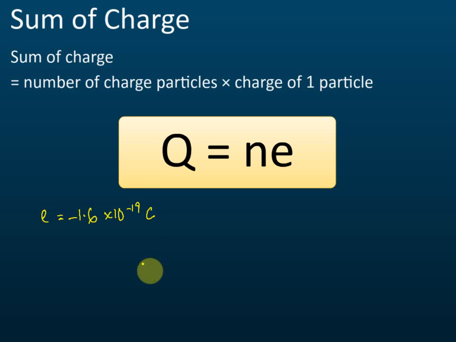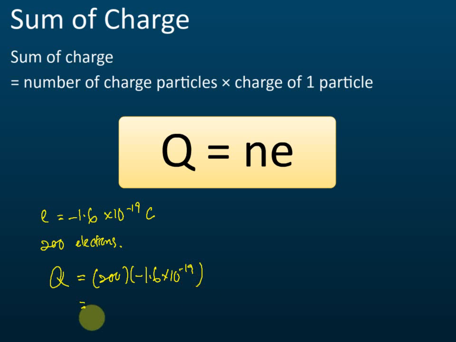If we have 200 electrons, then the charge Q, where Q is the symbol for charge, equals the number of electrons, 200, multiplied by the charge of one electron, negative 1.6 times 10 to the power of negative 19 Coulomb. So what's the answer?